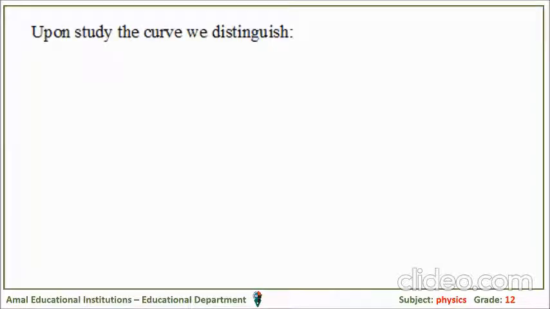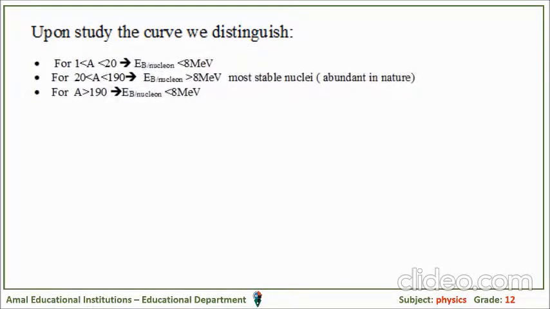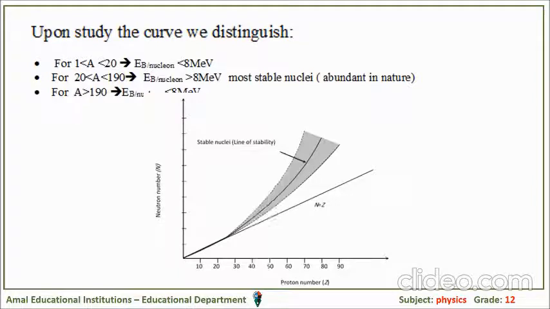Upon studying the curve, we distinguish that for A between 1 and 20, the binding energy per nucleon is less than 8 mega electron volt, and stability is lower. Between 20 and 190, the binding energy is greater than 8, which gives the most stable nuclei, abundantly found in nature. For A greater than 190, the binding energy goes back to being less than 8 mega electron volt. This is the degree of stability curve.